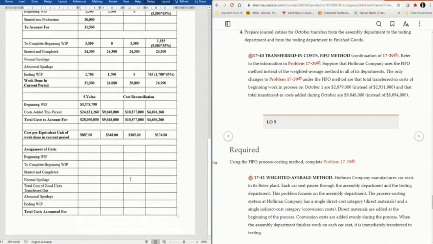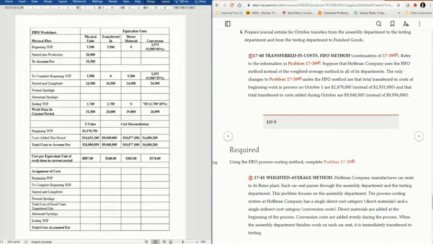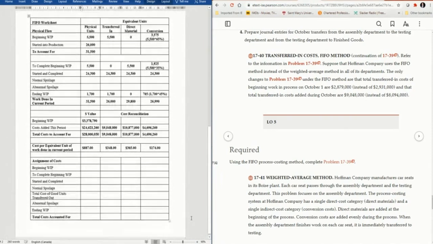So now we need to sort of finish off the whole exercise. I can make this a tiny bit smaller so I can go down to the bottom more easily. Hopefully that's still easily readable. So what's the value of my beginning work in process? Well, they give us that once we read the right question.